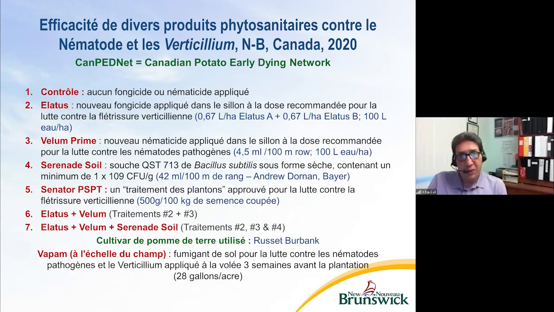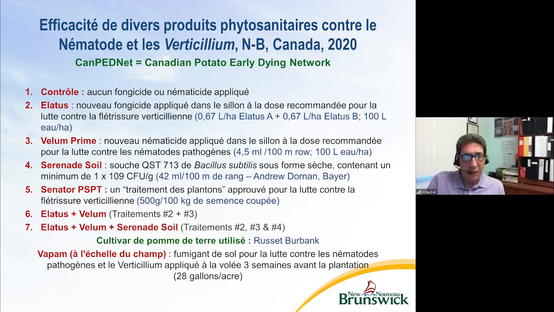So we have a control where there's no fungicide added. Elatus, which is a new fungicide added in furrow for the control of verticillium wilt. Velum Prime is a nematicide for the control of pathogenic nematodes. Serenade Soil is a biological control material made of a bacterium called Bacillus subtilis. The company and the industry felt that we should try this product as they feel it's effective. Senator PSPT is a seed piece treatment. I did try it just to see how it works. It's registered for the control of verticillium wilt, but it might be being phased out by the industry anyway.